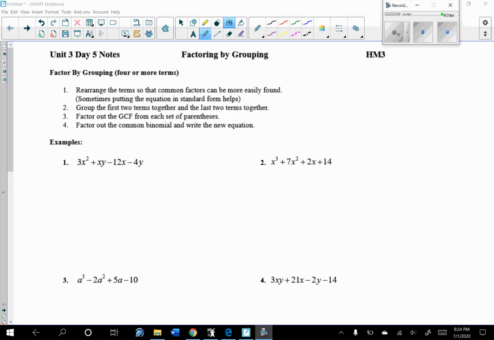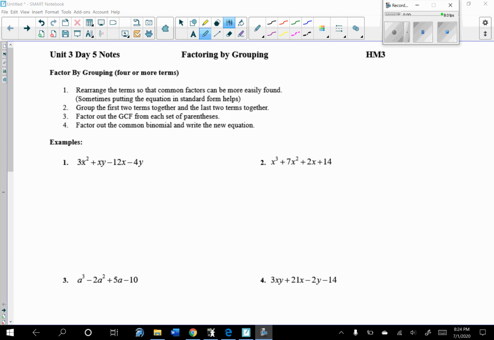Today we're going to talk about factor by grouping. So the first part says rearrange the terms so that common factors can be more easily found. Sometimes that's helpful, and a lot of times it's most helpful to write the terms in standard form, from highest power to the lowest power for each term.